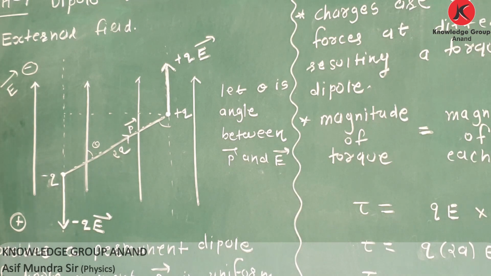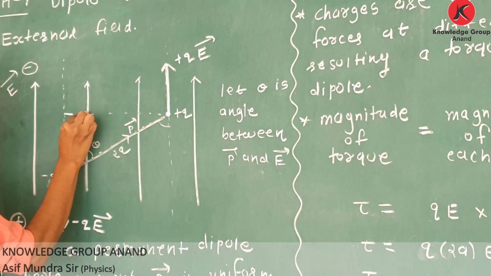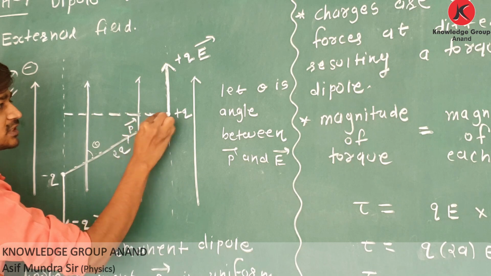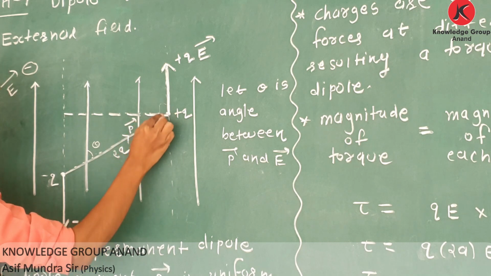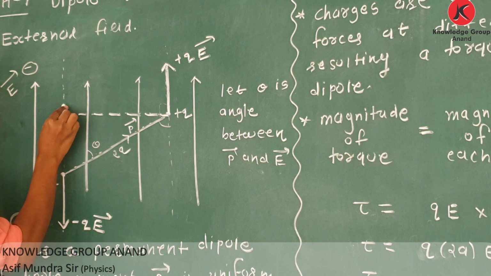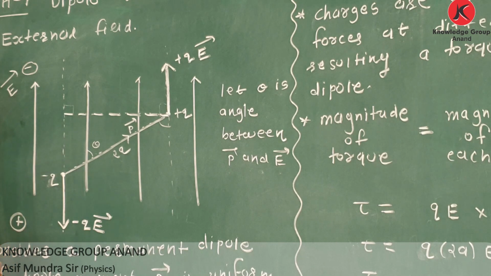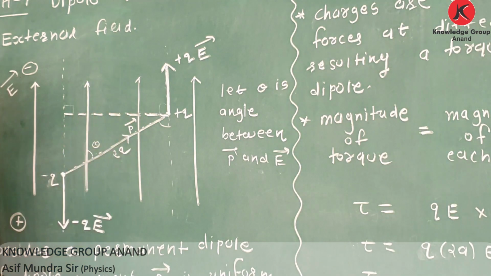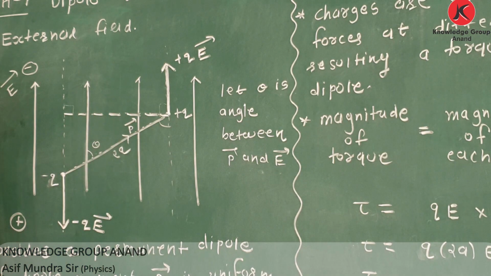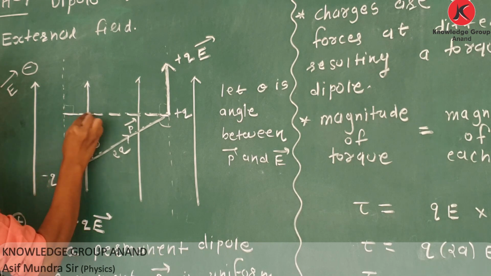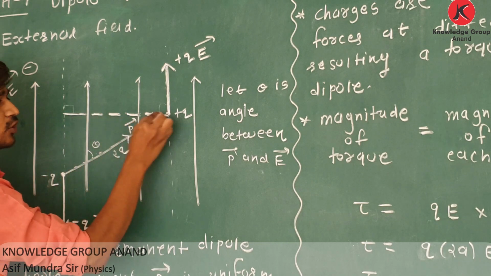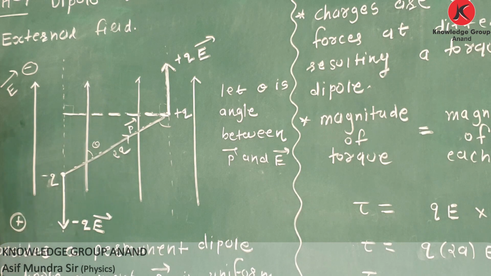What is the meaning of perpendicular distance? It is measured between the lines of action. If I draw a line like this, this line is normal to this line of action, and this line is also normal to the other line of action. It is called the perpendicular distance. So the perpendicular distance between the two forces is this dotted line. So you have to find this. See how? We have assumed the angle between P and E is theta.